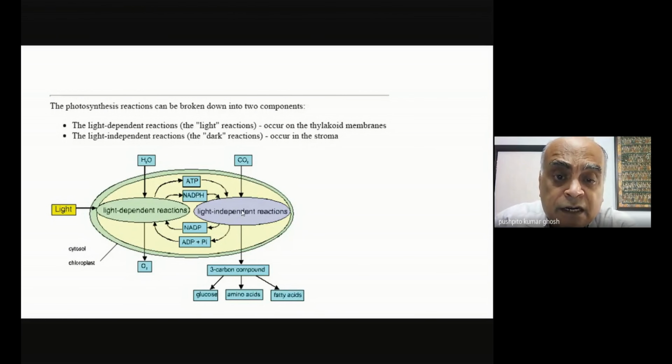Now, there are some biology terms, and it's good to be familiar with them. Like the dark reactions, they occur in a part which is known as the stroma. And the light dependent reactions occur in what are known as the thylakoid membranes. So that's all. You more or less have got a feel for what's going on.